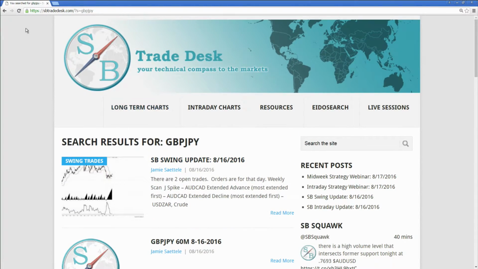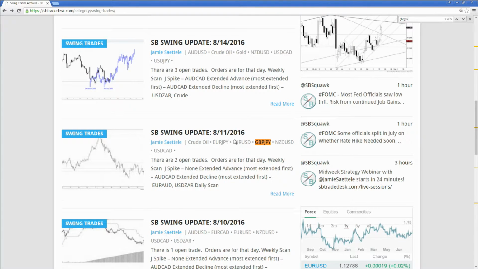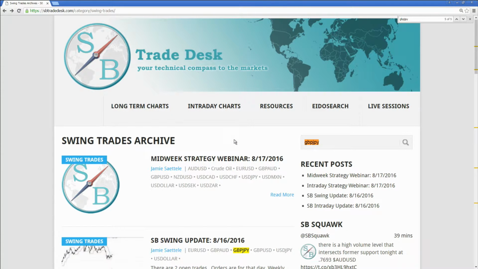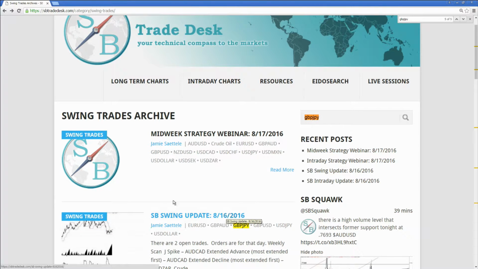Now, there's another way to do it quickly. I'll just press Control F and type in pound yen. You can see, for example, I wrote about it on the 11th, talked about it in a webinar on the 10th, wrote about it on the 8th, and talked about it here, wrote about it on the 16th. Easy enough.